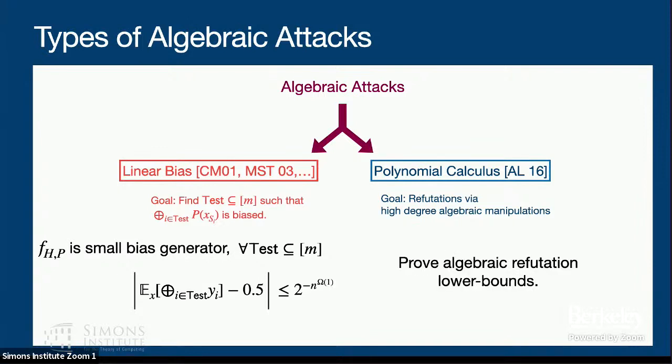Typically, in order to argue security against such attacks, you want to prove algebraic refutation lower bounds. So now we're going to identify some of the key properties of the nonlinear predicate so that you can prove security against these two kinds of attacks. Typically these proofs are really combinatorial. They rely on properties of the predicate as well as the graph, and use techniques from the analysis of Boolean functions. So we are going to study this at a very high level.